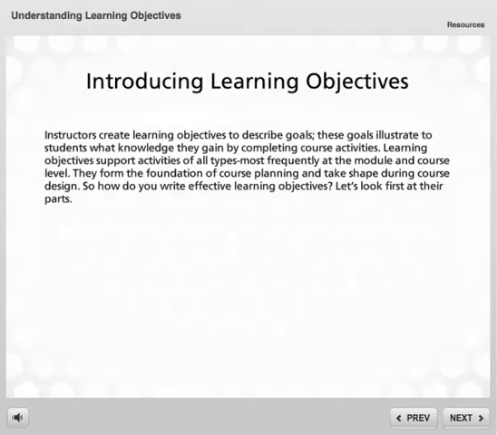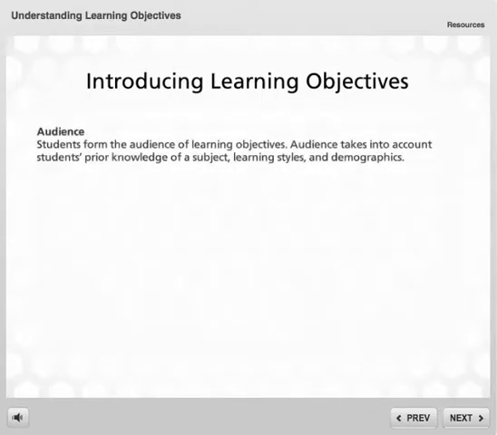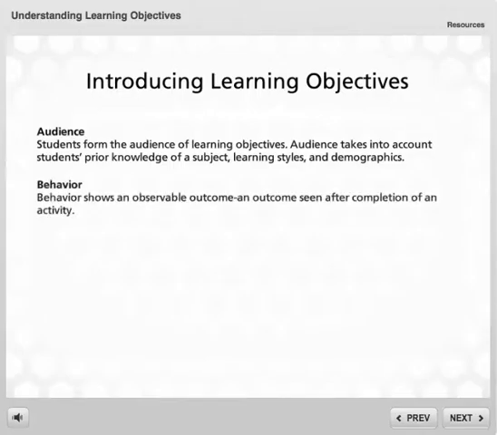There are 4 parts of a learning objective. Audience. Students form the audience of learning objectives. Audience takes into account students' prior knowledge of a subject, learning styles, and demographics. Behavior. Behavior shows an observable outcome, an outcome seen after completion of an activity.